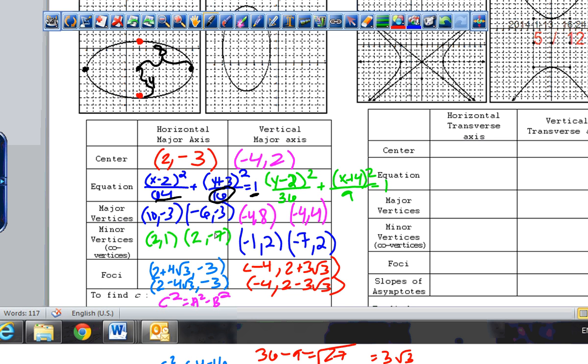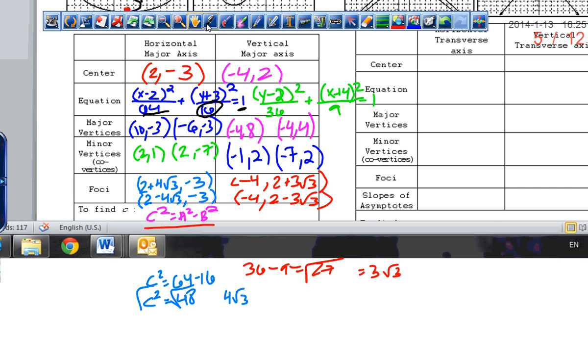The last thing are these pesky little foci. And so what I have written down is c squared equals a squared minus b squared. And that's really the most important thing. So what we're going to do is subtract 64 minus 16. That gives me 48. Take the square root of 48, so that breaks down to 16 times 3. Square root of 16 is 4. So I get 4 root 3.